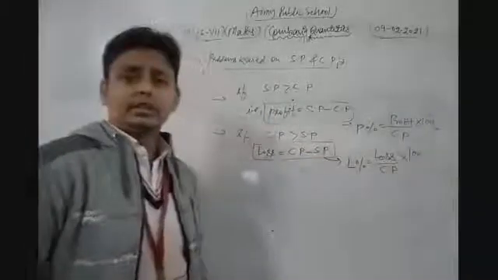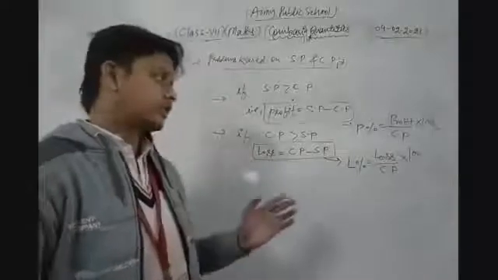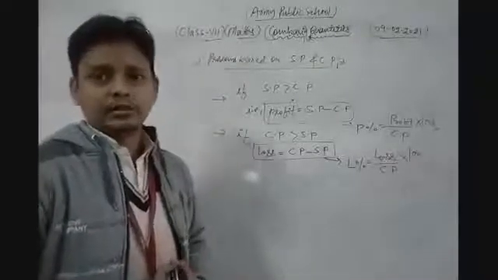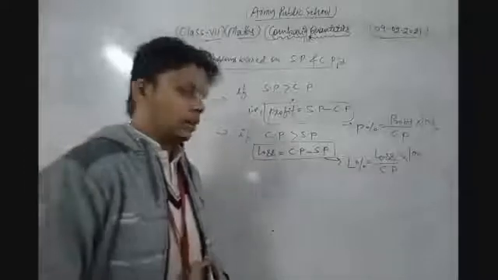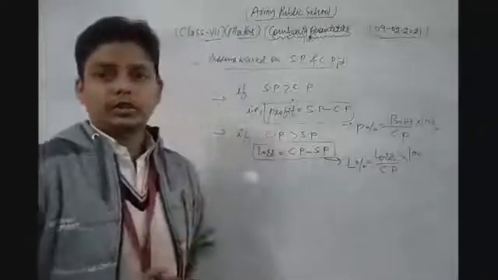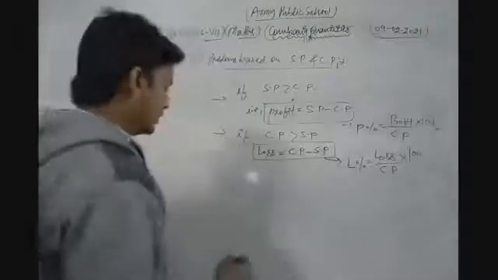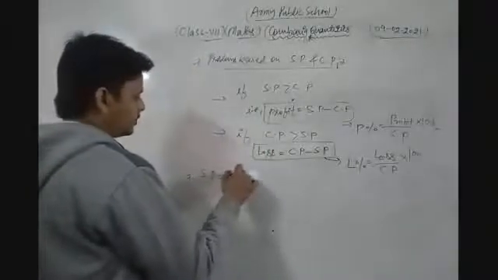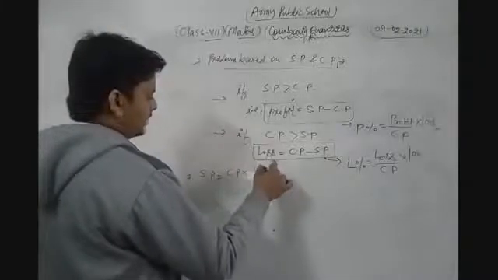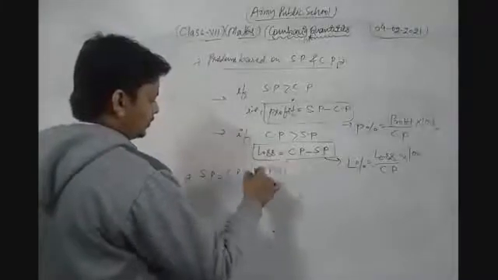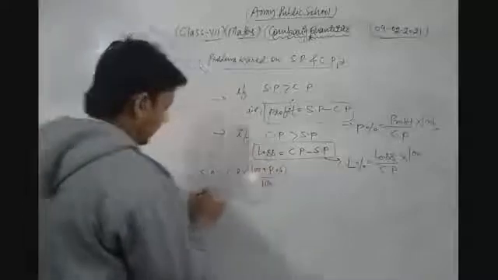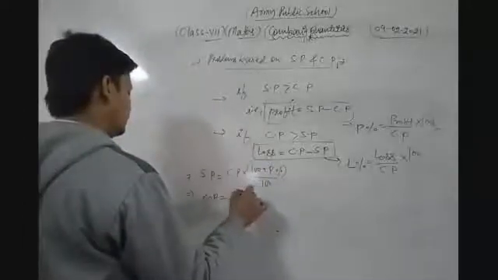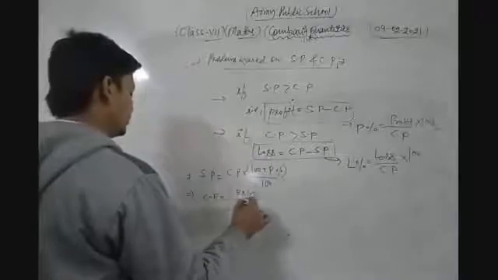Thus in this way, profit percent or loss percent both are obtained on the CP, meaning cost price. Now there are two most important formulas related to that topic also. First one is selling price is equal to cost price into 100 plus profit percent upon 100, and from there cost price is selling price into 100 upon 100 plus profit percent.